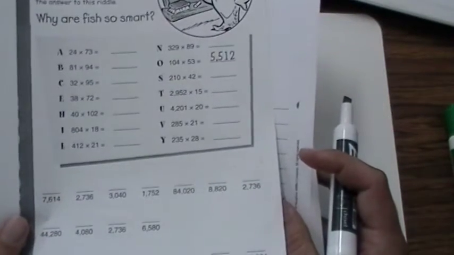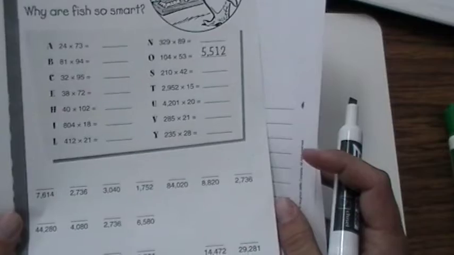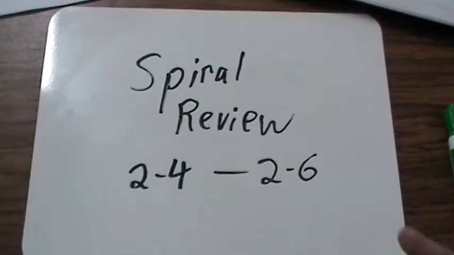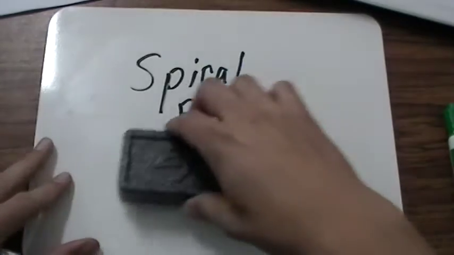The first sheet in your packet is a review on two-step multiplication where you're solving a little fish riddle. Why are fish so smart? Well, let's take a look at the second page, which is all about the coordinate plane. Well, what is a coordinate plane?